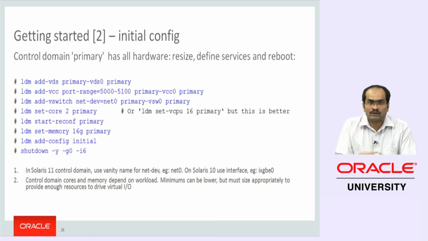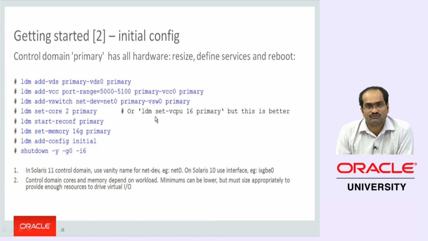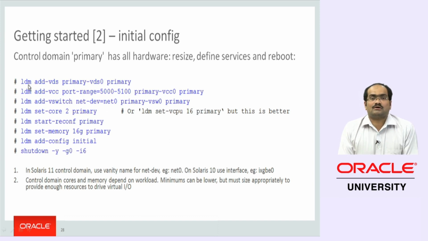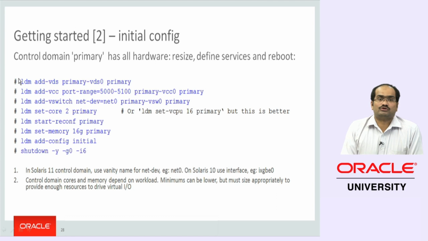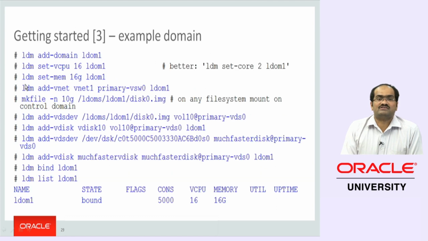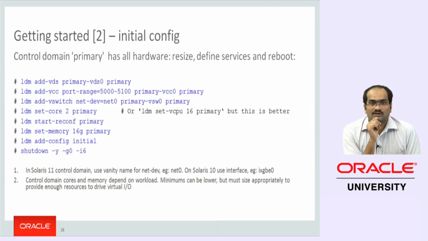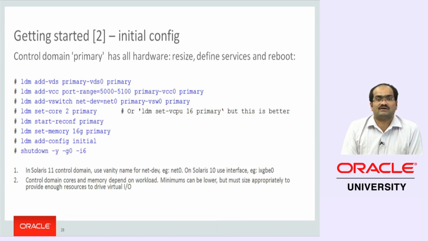I'll walk through all the commands required for the initial configuration. Once you boot the machine, which is supported, for example Sun4V or any T-series machine which supports logical domains, the first step is to start the services. All three virtual services need to be enabled, the first of which is the virtual disk server, add-vds.